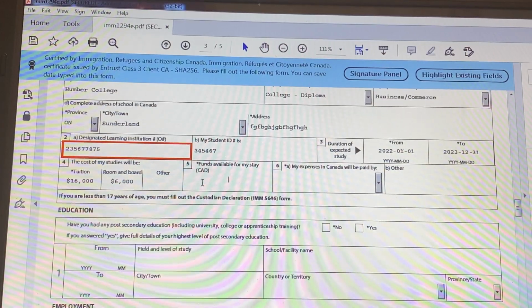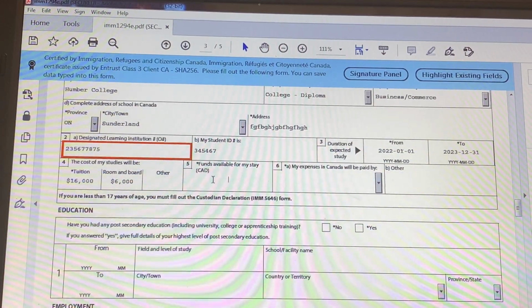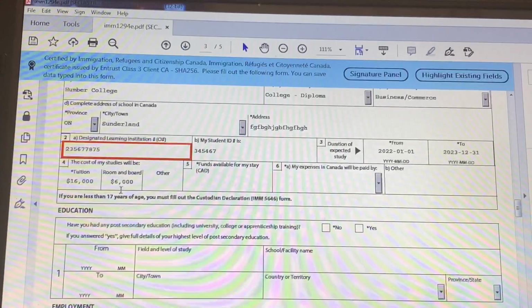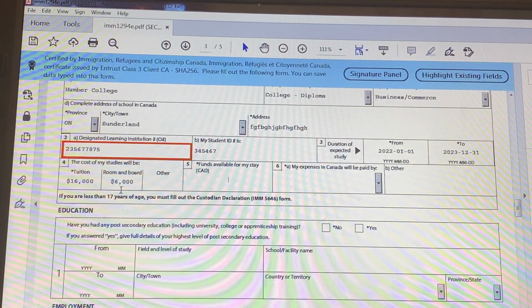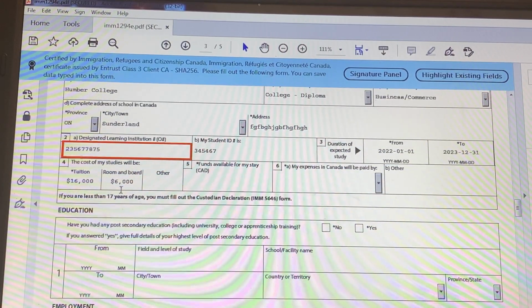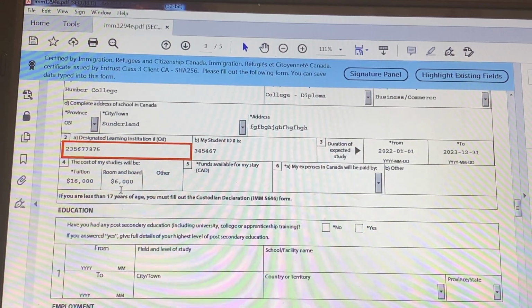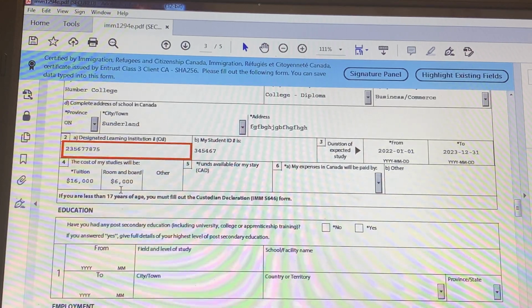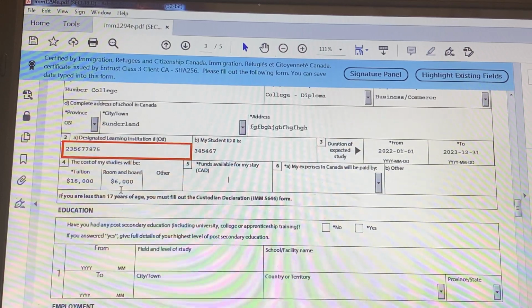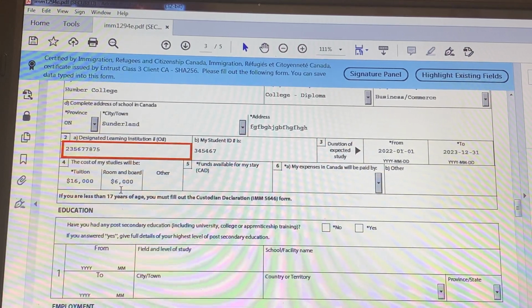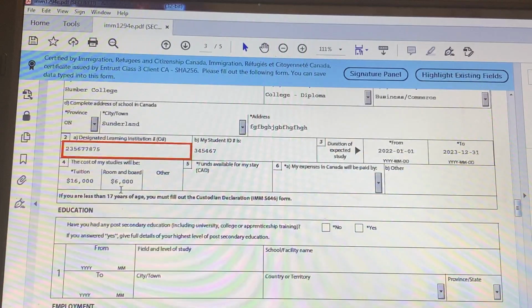Now, let's go over to funds available for my stay. The total funds available for your stay, guys, is the total amount of money that you are showing that you are able to cover your living expenses. This includes whatever is committed to you from sponsors, from friends, from family, whatever. It's a total amount, guys. It says funds available for my stay. It doesn't mean how much you have and how much anybody else has. It's the total amount that is available for your stay.